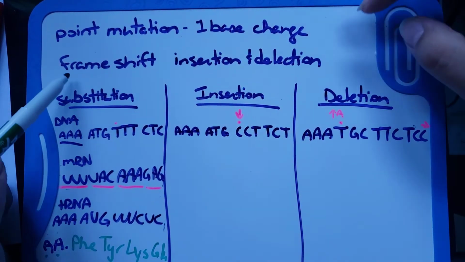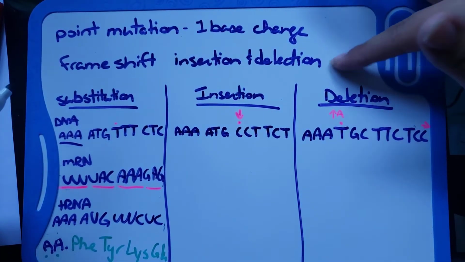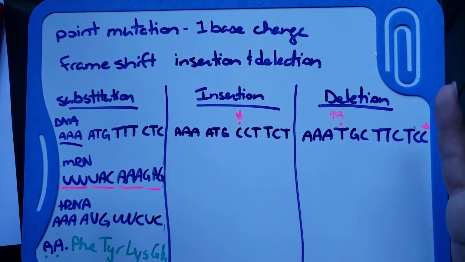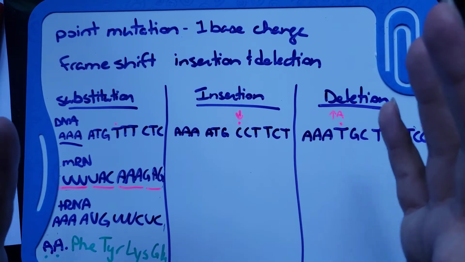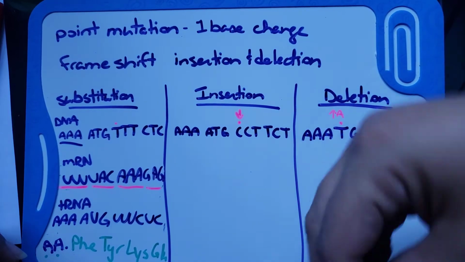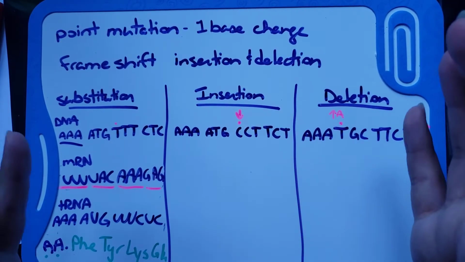For frame shifts, we have insertion and deletion. Basically what it does is it moves the frame. When you have an insertion, it moves the frame out, adding to the DNA sequence. And then for the deletion, you're picking one up, so basically it's squeezing it together at the end.